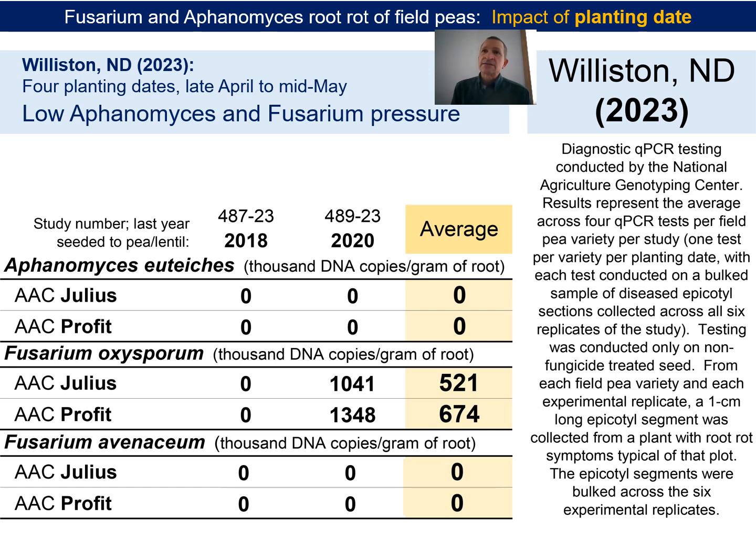All right, and when root rot pressure was low, these two varieties performed very similarly, which again emphasizes the point that the reason why Julius was performing better than Prophet in the studies in Carrington was because it had better tolerance to root rot, not because it was intrinsically necessarily a better yielding variety.